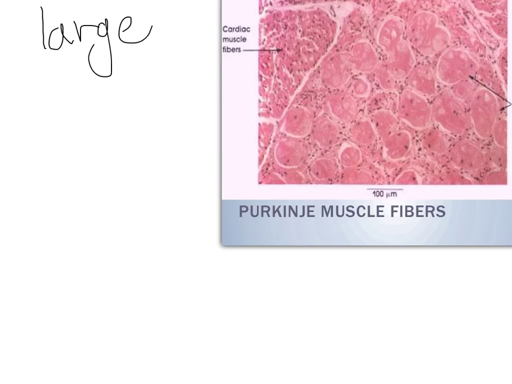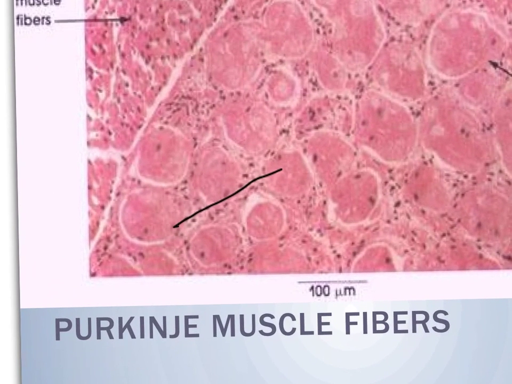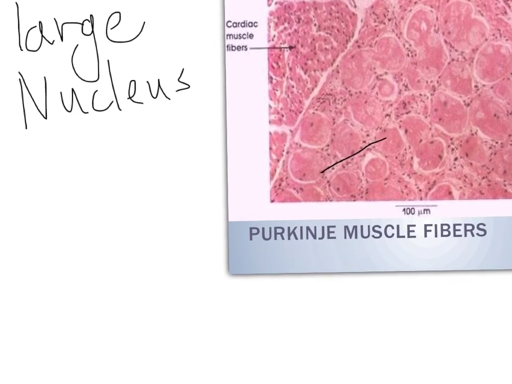Second character, the nucleus here is not central as in the ordinary cardiac muscle, but as you will see here, it is peripheral or eccentric in position. It is eccentric in position and may be binucleated also. So this is as regards the nucleus.